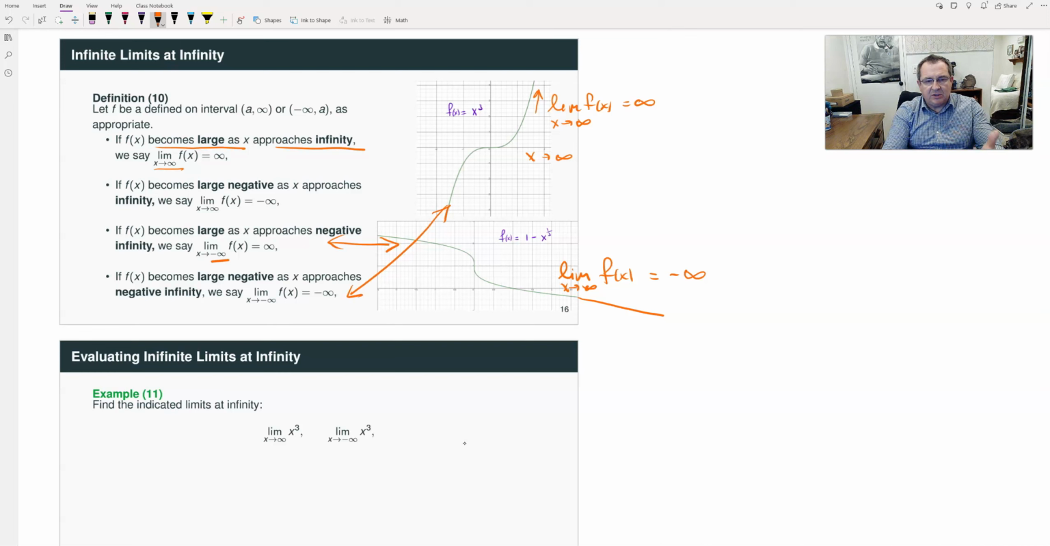So we will introduce this concept of infinite limit as a statement. As x is approaching infinity, the value of the function also approaches infinity. This is what we mean by infinite limit. Let us look at a few examples.